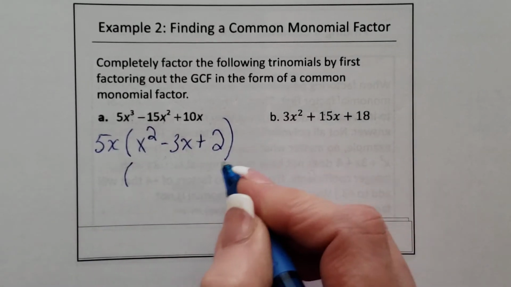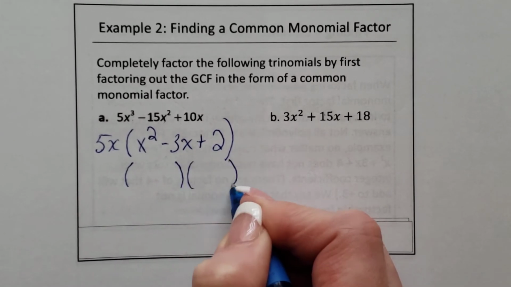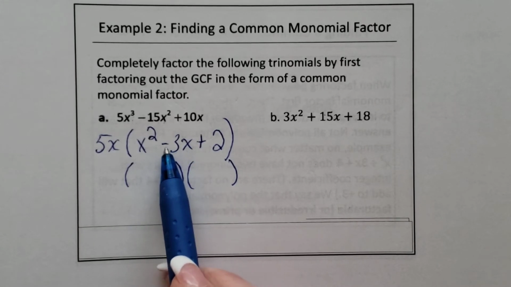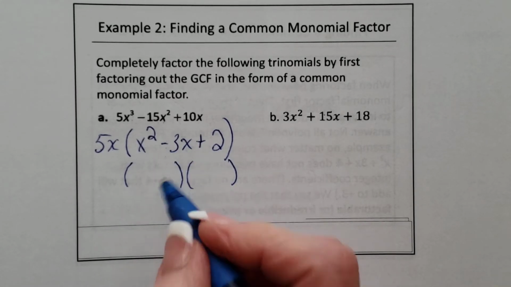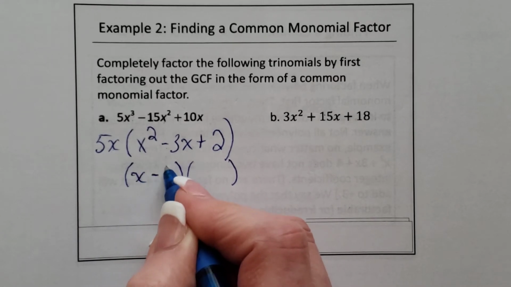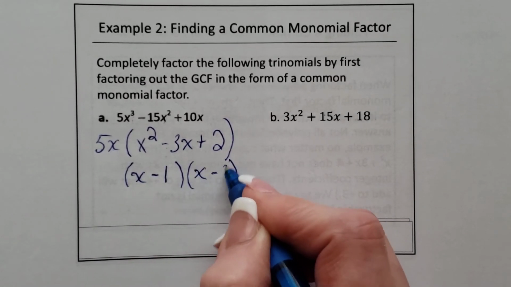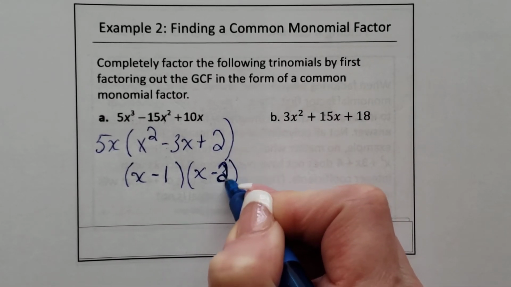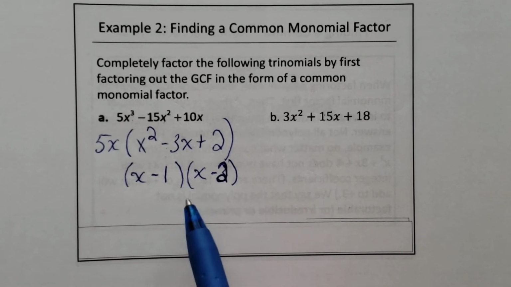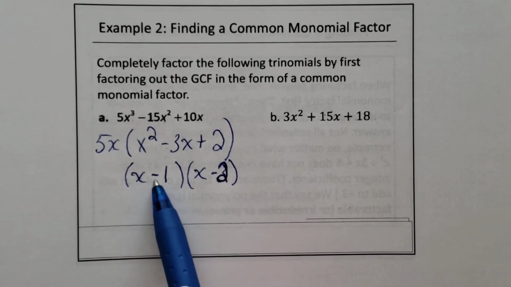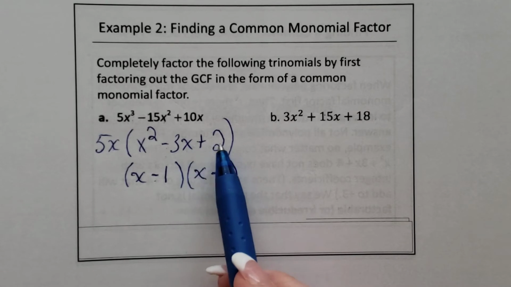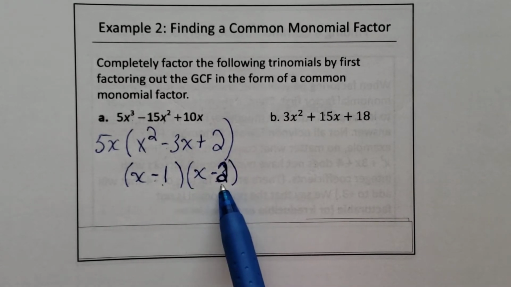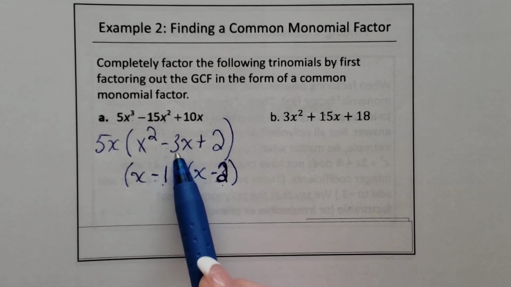So the only factors of 2 are 2 and 1, right? Both have to have the same sign, and this tells me that both of the numbers are negative. So x minus 1 and x minus 2. I'm sorry, I'm trying to get a product of positive 2. Now, does negative 1 times negative 2 equal positive 2? Yes. And does negative 1 plus negative 2 equal negative 3? Yes, so I know I'm right.